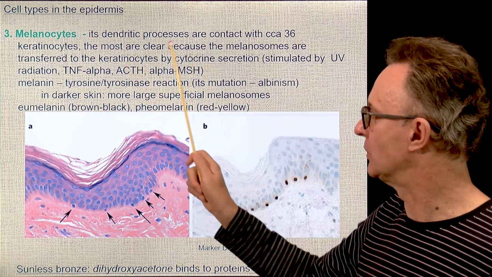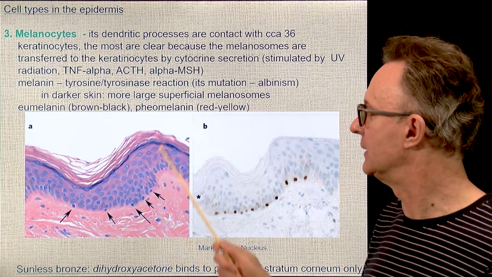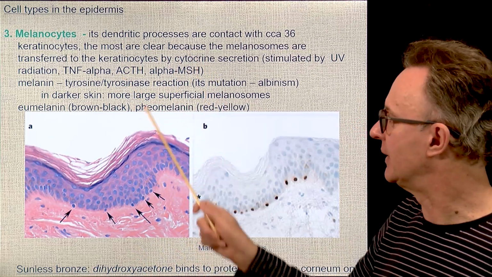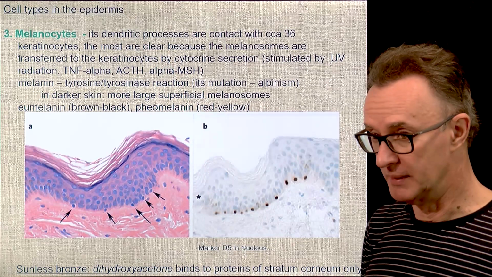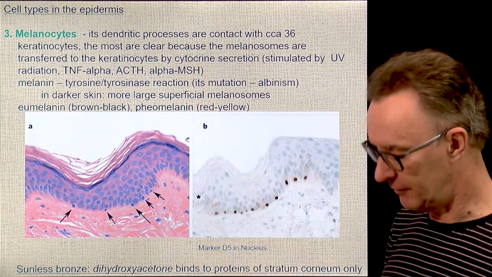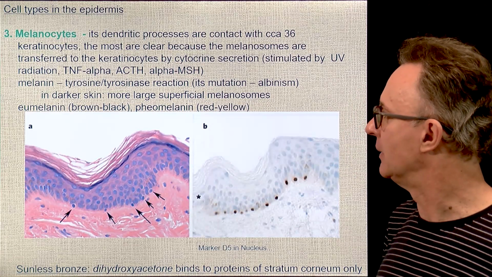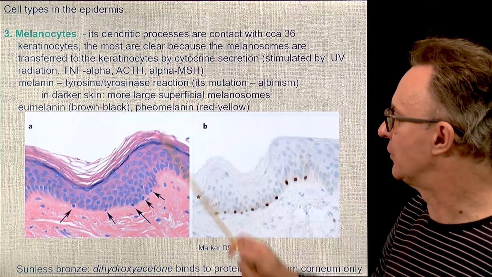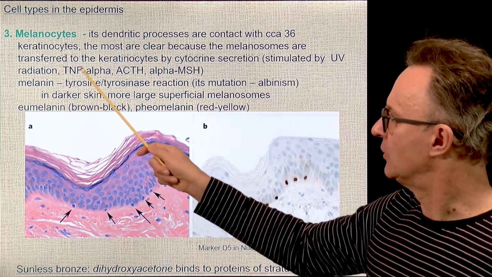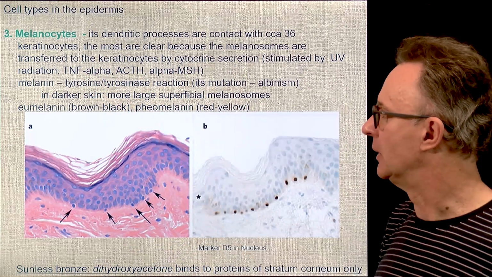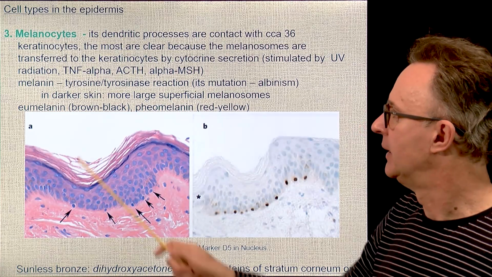We study these hormones later in this semester. Some diseases are related to this. For example, the Addison disease, when we have significant pigmentation in the skin and the oral mucosa, for example. Tumor necrosis factor alpha is also able to stimulate this process.